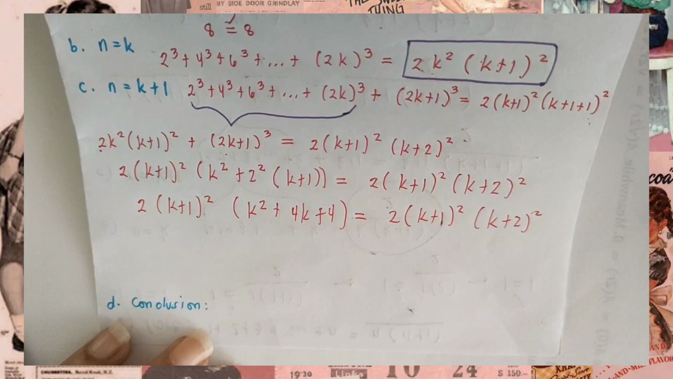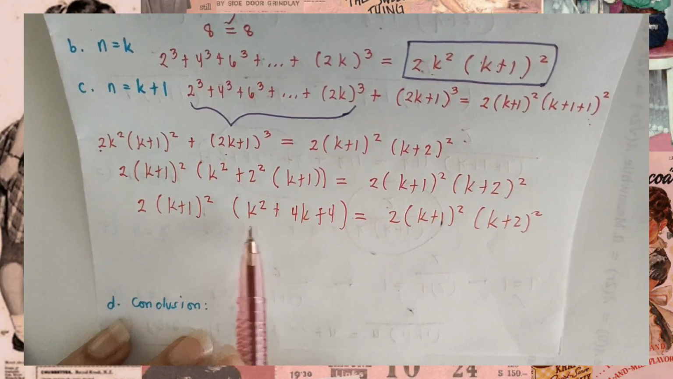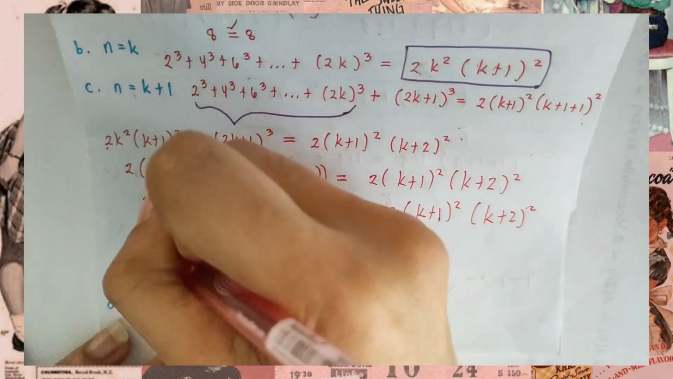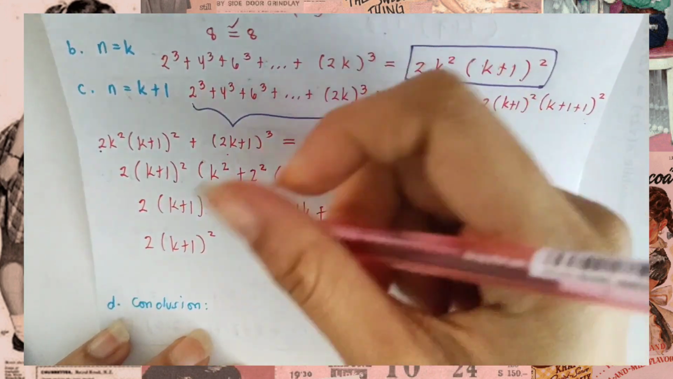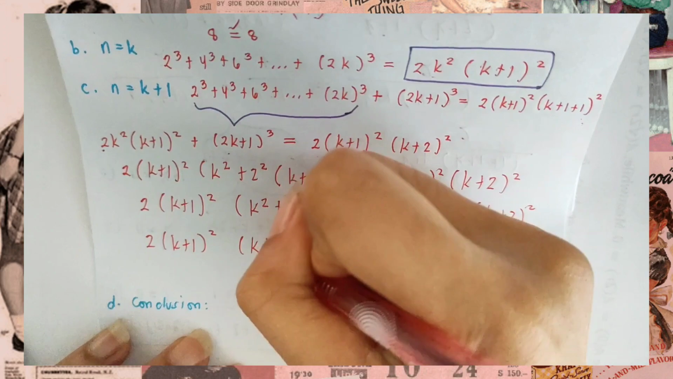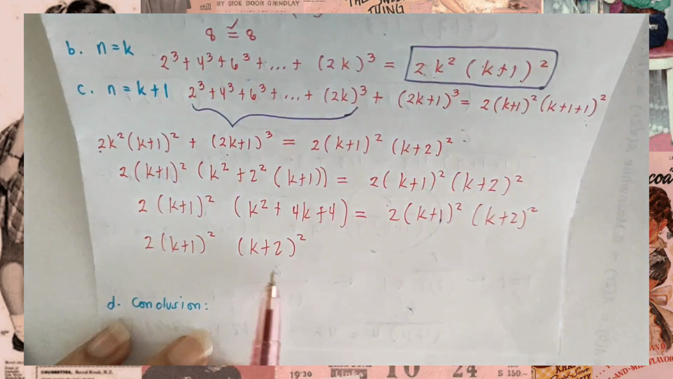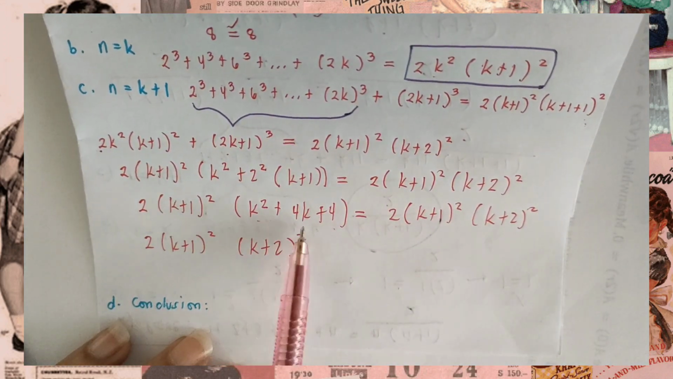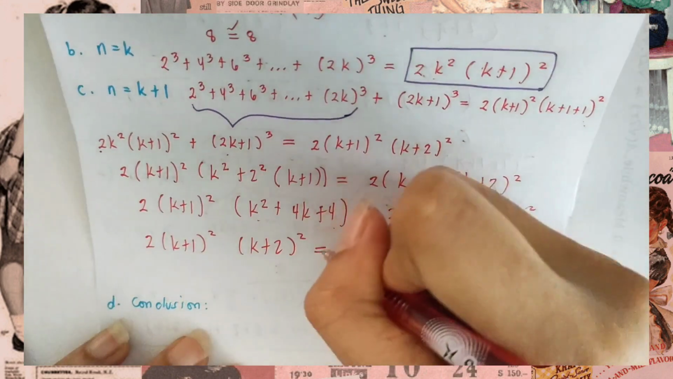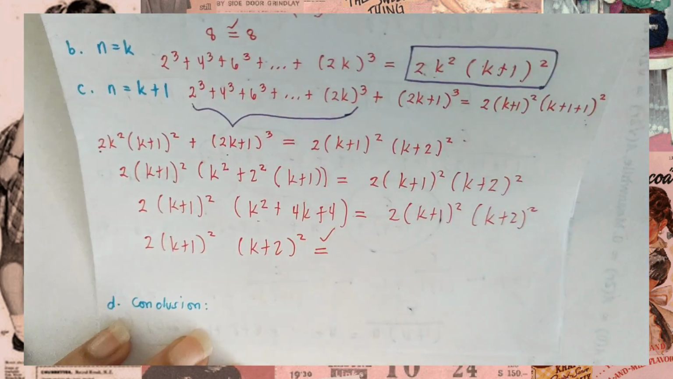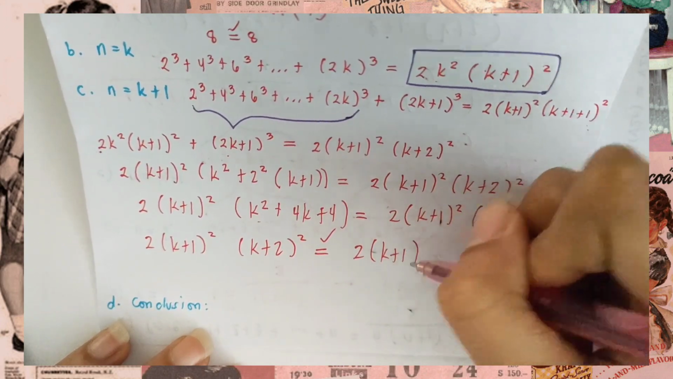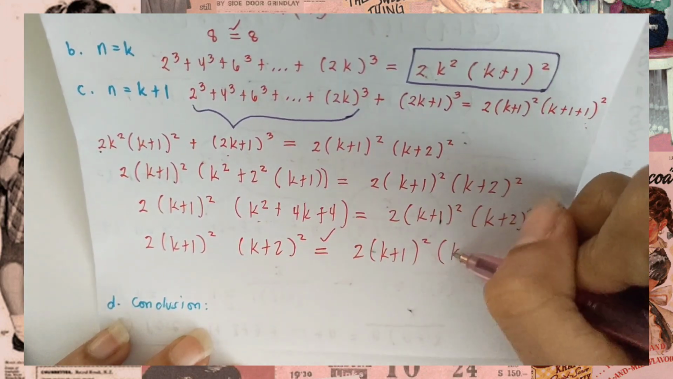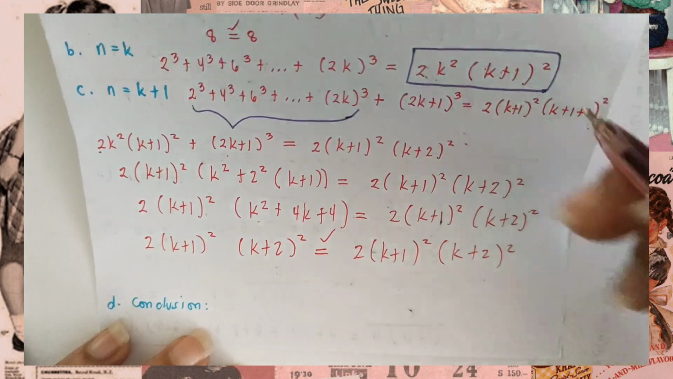Next, simplify again. To get the factors of this one, we have 2 times k plus 1 squared, copy. Get the factors, we have k plus 2 squared. If you will use the FOIL method, you will get these terms here. And they equal our right side of the equation, 2 times k plus 1 squared times k plus 2 squared.